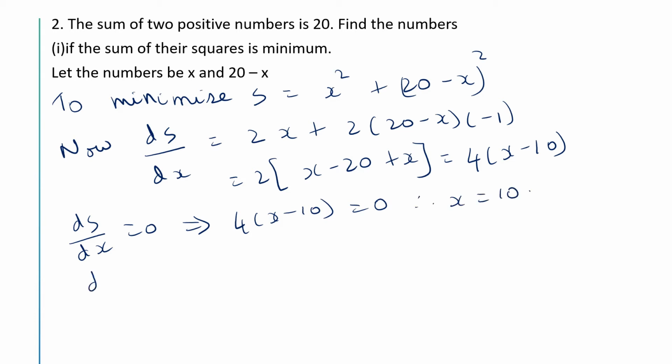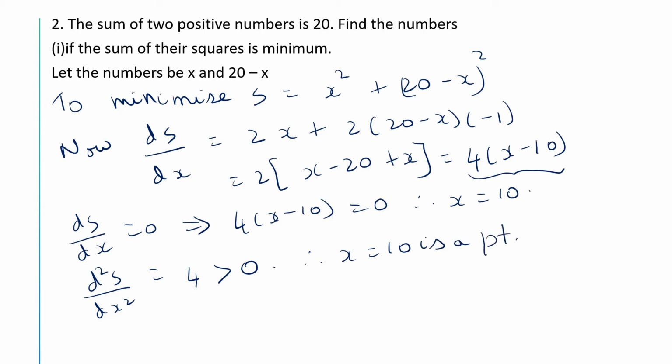Now we will find d square s by dx square. It is the derivative of this, so it is equal to 4, which is greater than 0. Therefore, x equal to 10 is a point of minima. Which means we have one number as 10, the other number is 20 minus 10, which is again 10. Therefore, the required numbers are 10, 10.